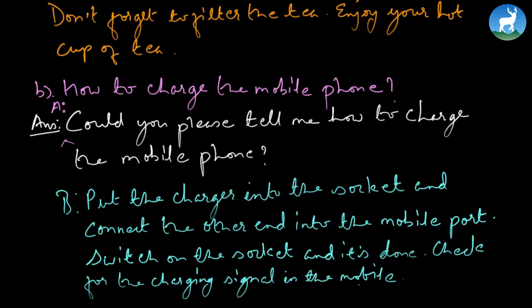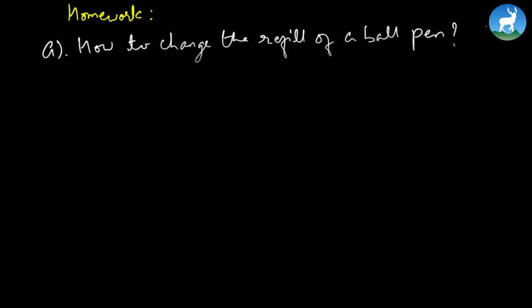So put the charger into the socket and connect the other end into the mobile port. Switch on the socket and it's done. Check for the charging signal in the mobile. So see, this is how you actually give instruction. As a homework, consider these situations. A: how to change the refill of a ball pen.